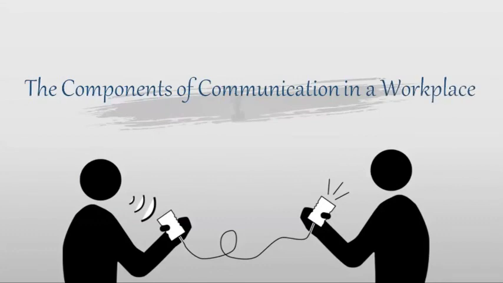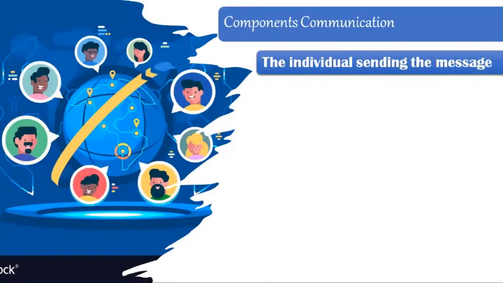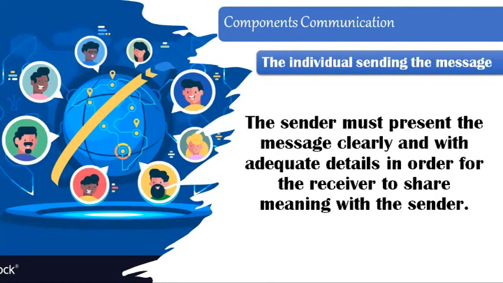But first, we need to know what are the components of communication in a workplace. First is the individual sending the message. The sender must present the message clearly and with adequate details in order for the receiver to receive meaning with the sender. So napaka-importante po na klaro at kompleto yung mga detalye ng mga mensahe na ating ipaparating sa ating mga audience. No? Number 1, no, yung adequacy, that is number 1 principle of communication.